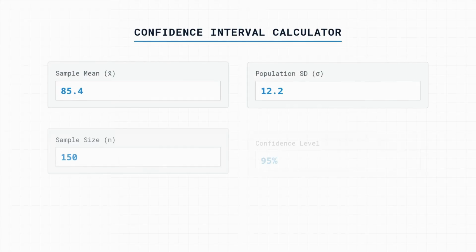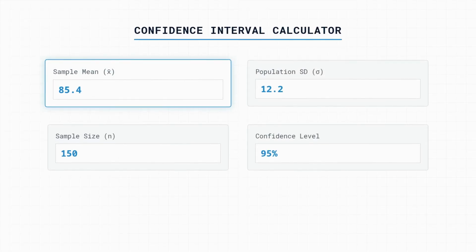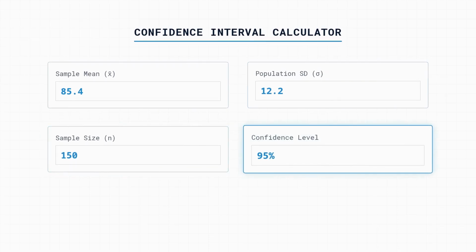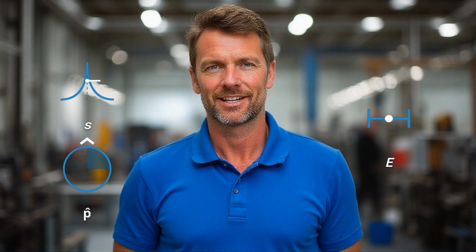The input fields are sample mean x-bar, population standard deviation sigma, sample size n, and confidence level percentage. There are additional fields for other calculation modes, including sample standard deviation s, sample proportion p-hat, desired margin of error e, sample mean 2, standard deviation 2, and sample size 2.